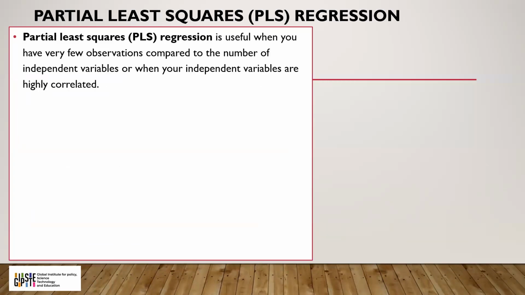The next is the partial least squares regression. Partial least squares regression is useful when you have very few observations compared to the number of independent variables. So when you have a small n, that is a small sample or number of observations, compared to the number of independent variables, the x's. Or when your independent variables are highly correlated, when there is some element of collinearity, then you can also utilize partial least squares.